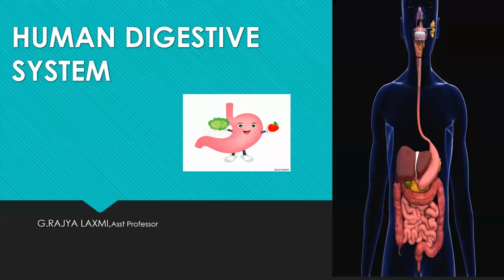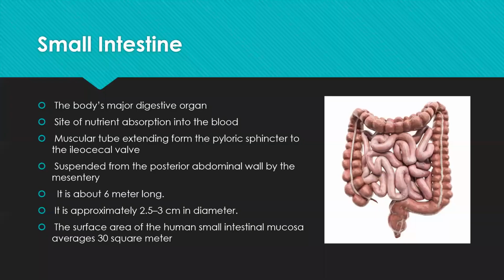That means today we'll see about the small intestine. If you see this small intestine, it's the body's major digestive organ. You will call it a major digestive organ, and it's the site of nutrient absorption into the blood. Mainly, it has a muscular tube that extends from the pyloric sphincter to the ileocecal valve.